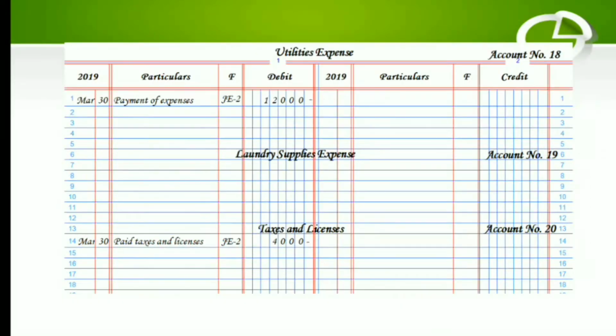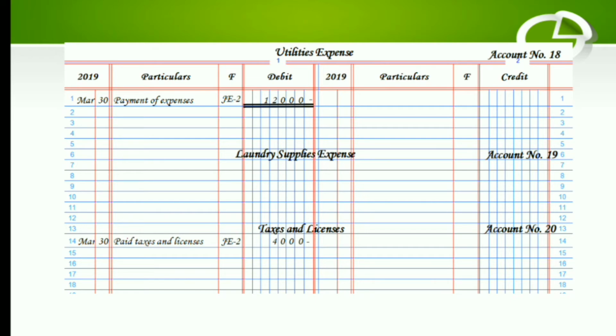Let's move on to account number 18, and that is utilities expense. There is only one transaction posted in the utilities expense account, and that is the payment of utilities on March 30, 2019 for 12,000 pesos. So let's just double rule this figure. And then account number 19, laundry supplies expense, is a blank one.